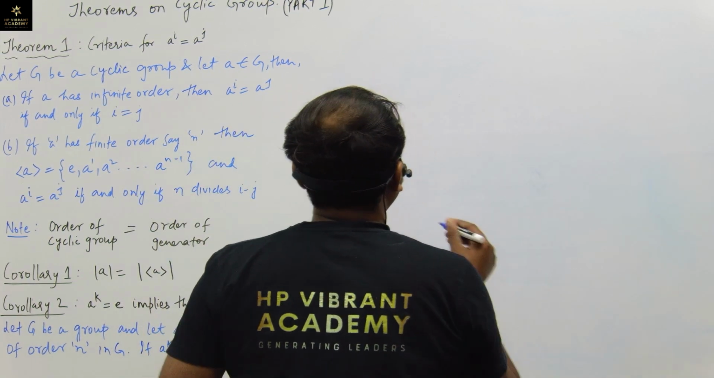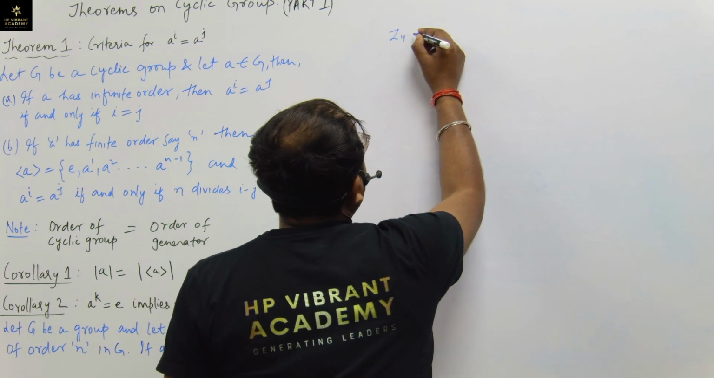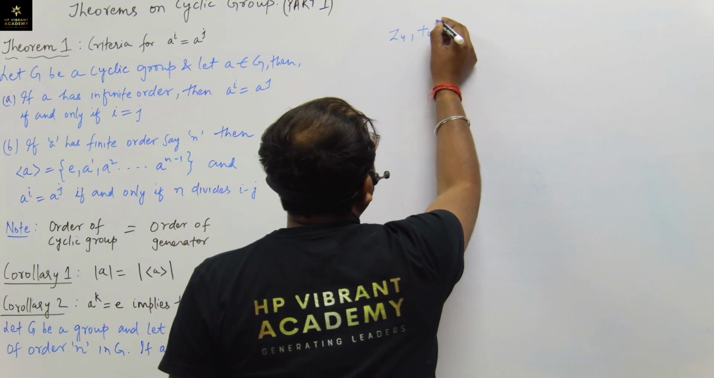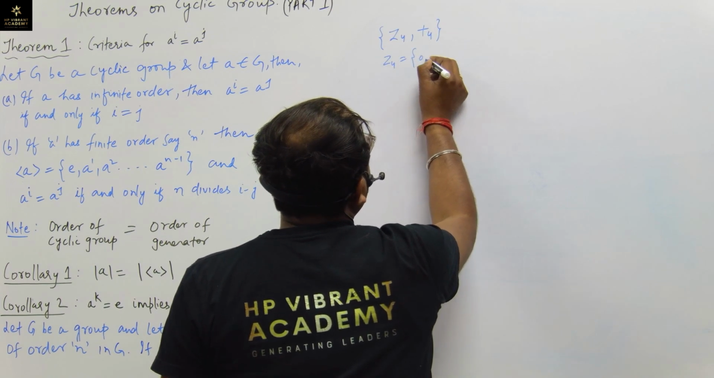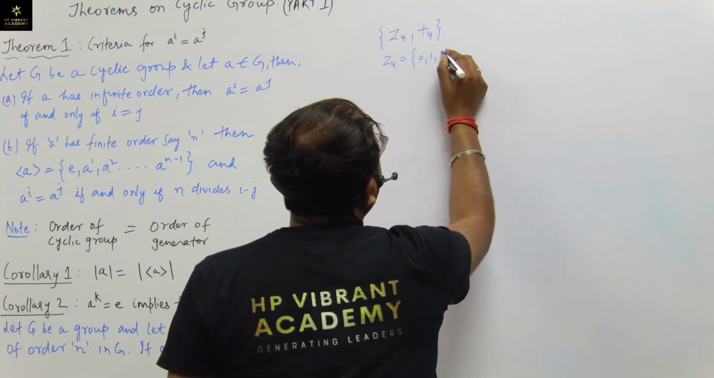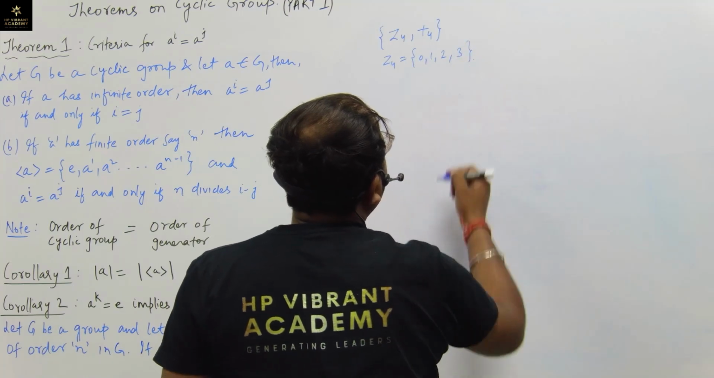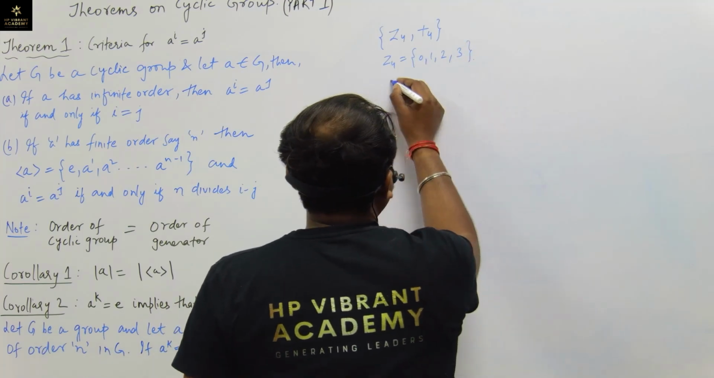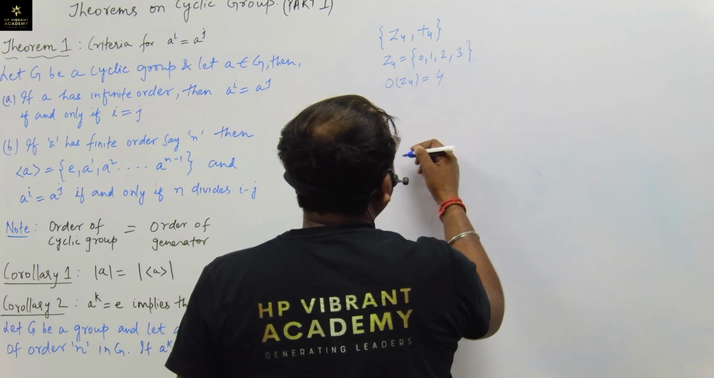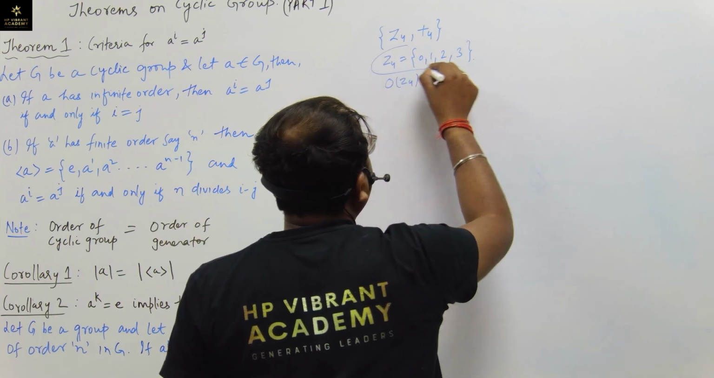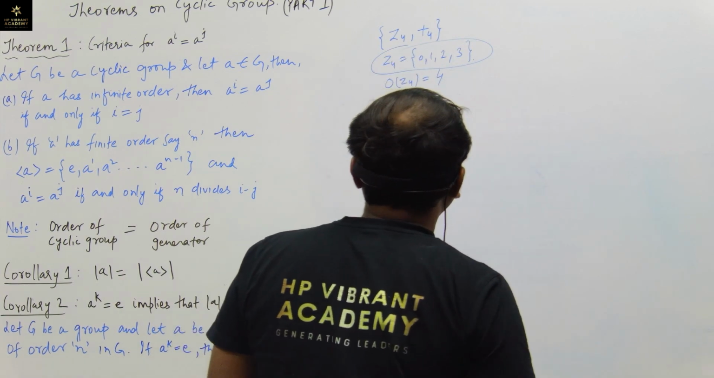So let us take Z4. It forms a group under addition modulo 4. The elements of Z4 are 0, 1, 2 and 3. So the order of Z4 is equal to 4, the number of elements. Let us find the generators of Z4.